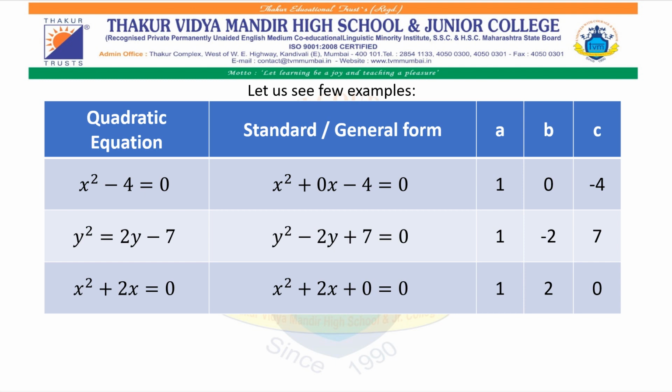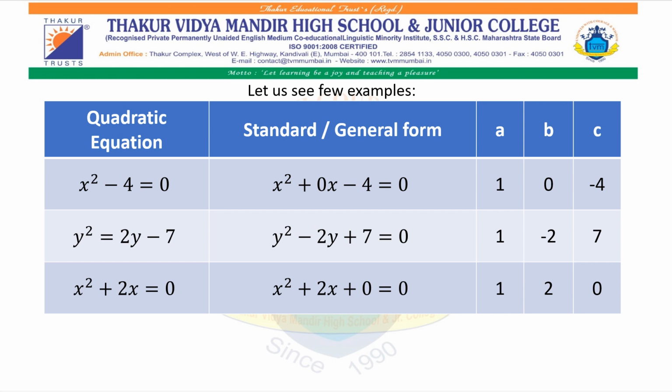In the same way, second example, y square equals to 2y minus 7. Here the values which are there on the right hand side of the equation will be shifted to the left hand side. It will be written as y square minus 2y plus 7 equals to 0. Here the value of a means the coefficient of a quadratic term will be 1. The value of b means the coefficient of a linear term will be -2. And c, the constant value, will be 7.